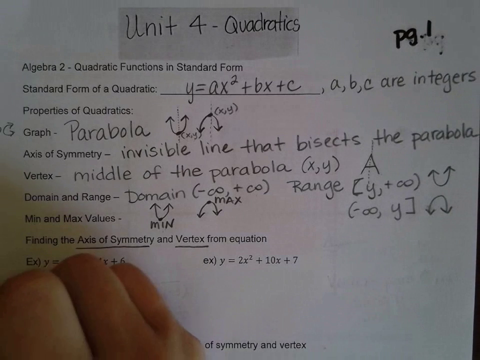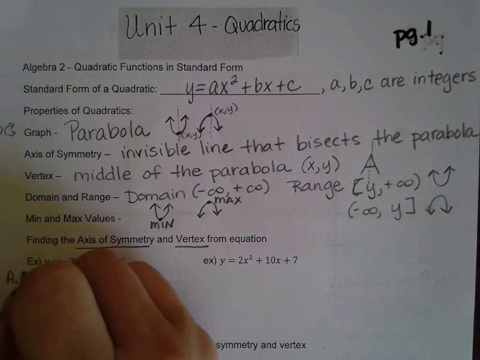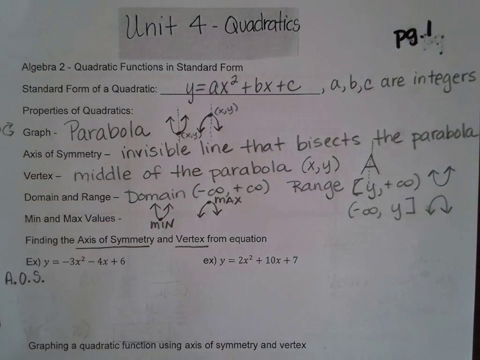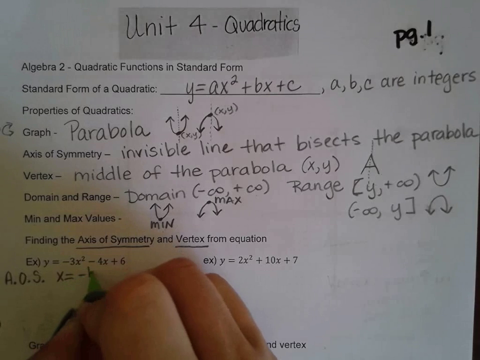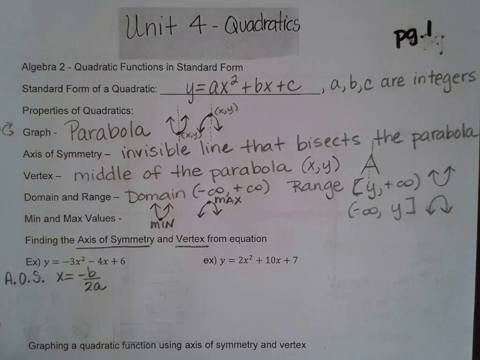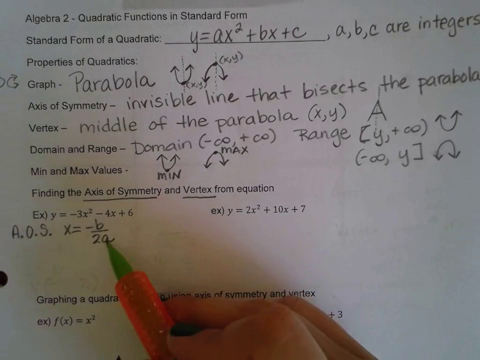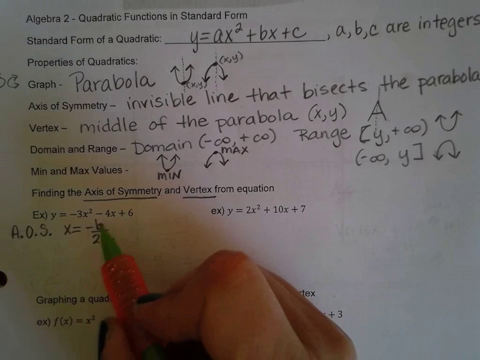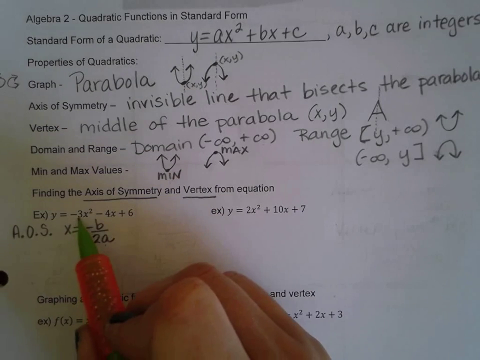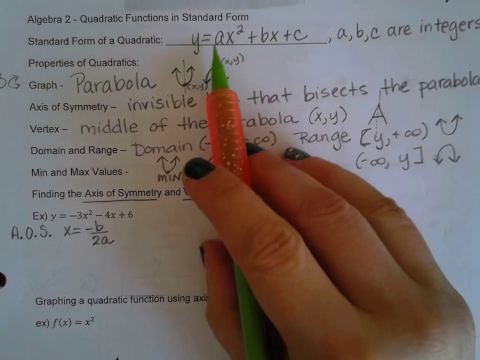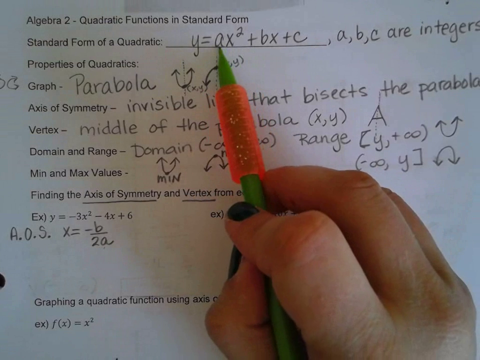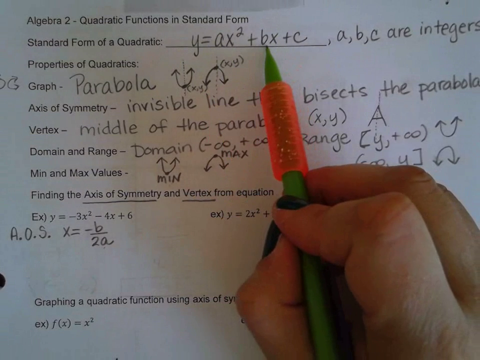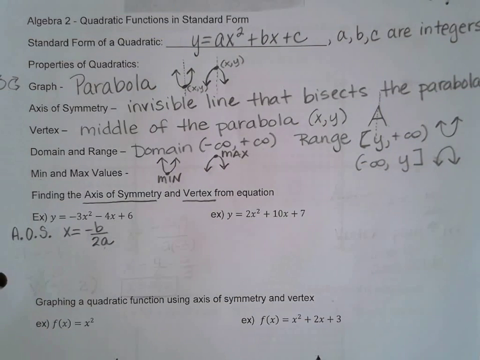So on that sheet, you have axis of symmetry. I'm going to abbreviate it as AOS. That equals this formula, x equals negative b over 2a. So this formula has a b and an a in it. That means we've got to figure out what b and a are in order to do this formula. Well, b and a and c all come from your equation. Remember up here for standard form, a is the number in front of the x squared, b is the number in front of the x, and c is the constant.